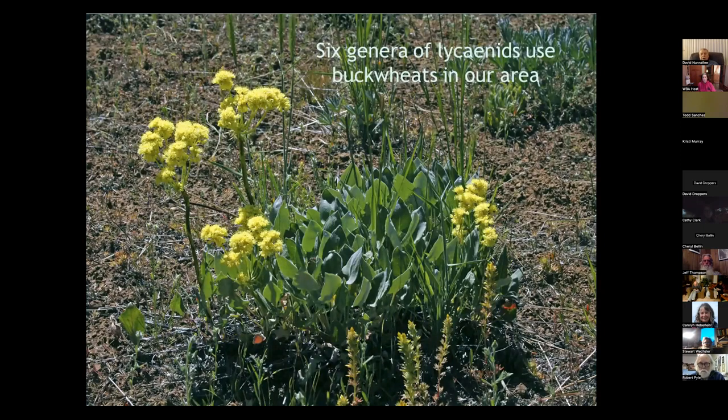We have 6 genera of Lycaenas, just before we finally get to the butterflies, which use buckwheats in our area. And when I use the term use, I'm talking about using them for their larval host plant. There are many kinds of butterflies which use buckwheats for nectar, but these are the ones that depend on buckwheats for their life history, for where they lay their eggs and the larvae develop.